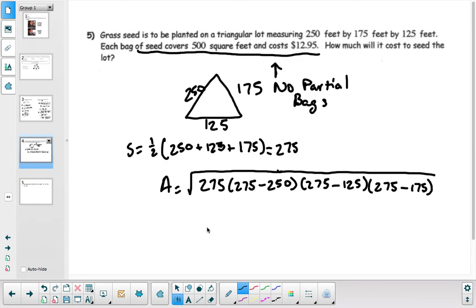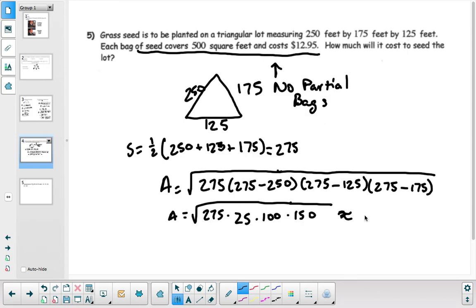All of that should be 275 times 25 times 100 times 150. Okay, and type that in your calculator. You should get about 10,155. That's square feet.